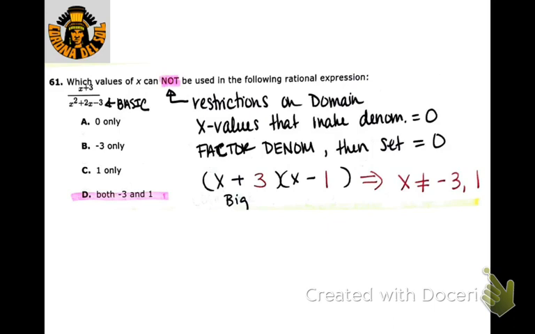Let's see, which ones cannot be used in the following rational expression? So the only way for us to tell is to factor the denominator and see what numbers we aren't allowed to plug in, that cause the denominator to equal 0. So it factors like this, and then we can tell, hey, -3 and +1 are bad. So those are the two that are excluded. They can't be utilized. Not part of the domain.